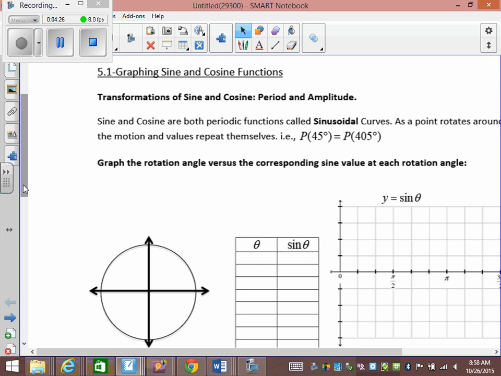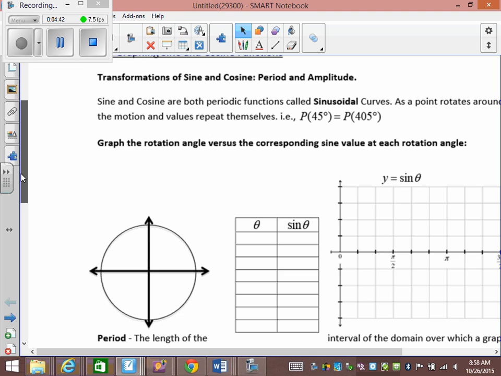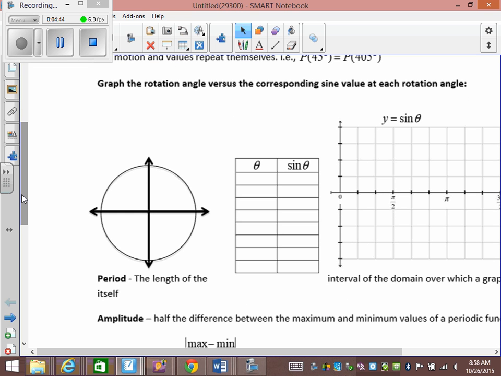As a point rotates around, like a person on the Ferris wheel rotates around, they make themselves a graph, right? So here the motion and value repeat themselves. So at 45 or 405, the point would be the same. So you can figure out what your period would be. We want to graph the rotation angle versus the corresponding sine value of each rotation angle.